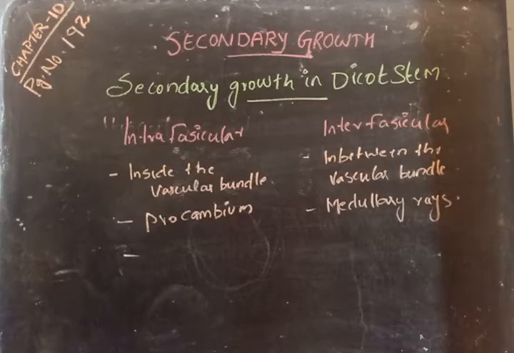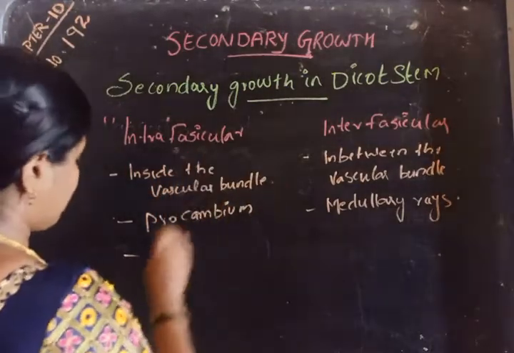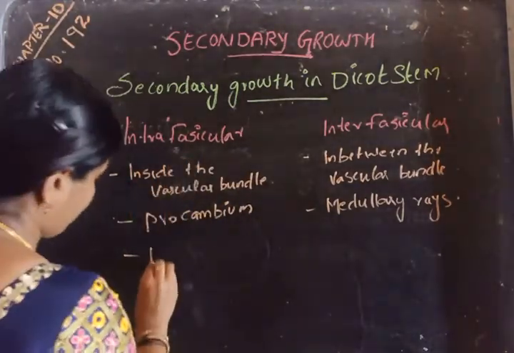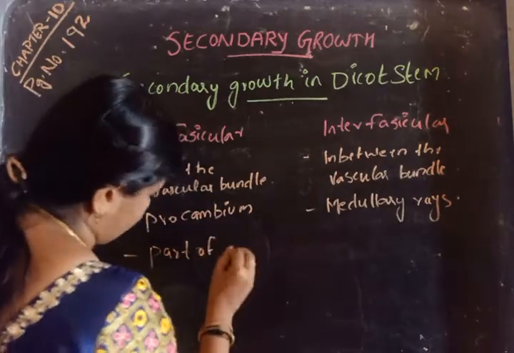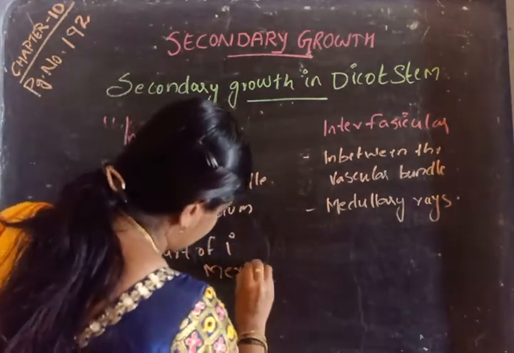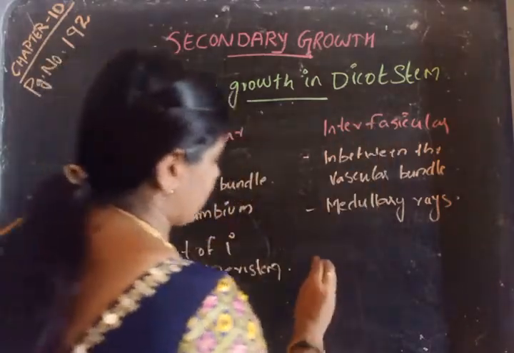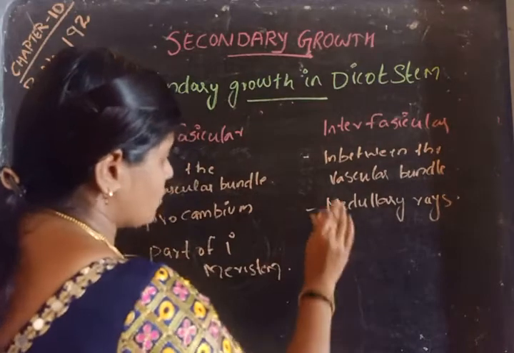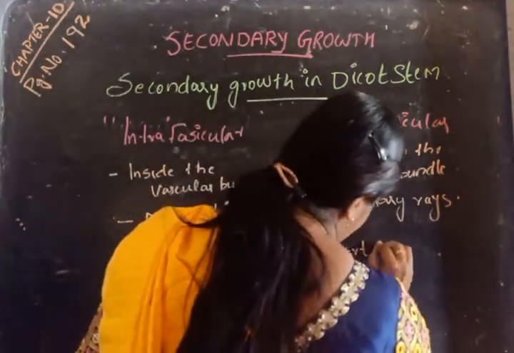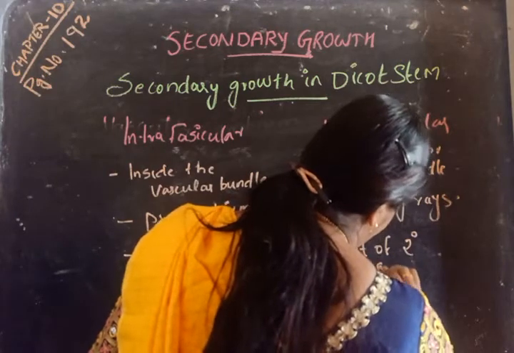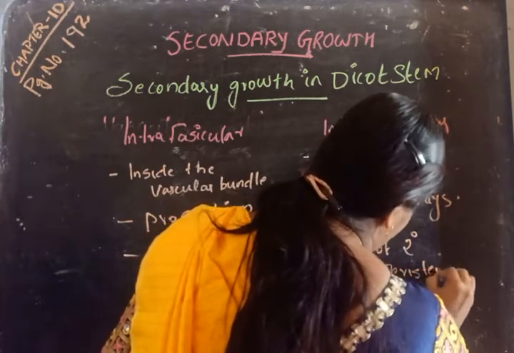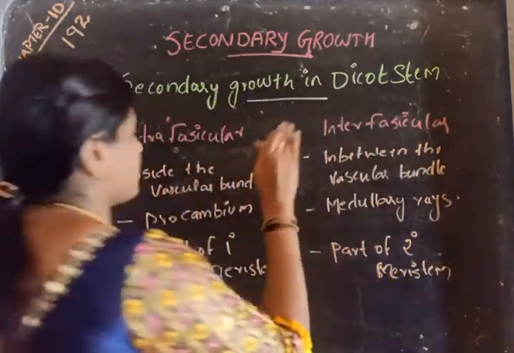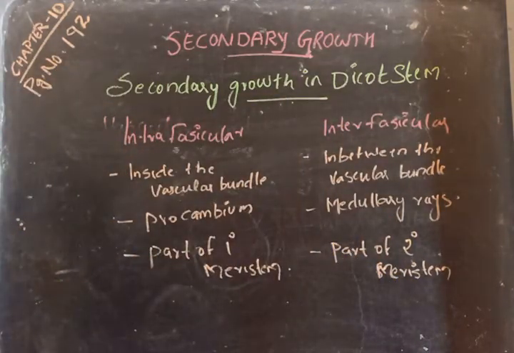Then, intrafascicular cambium initially forms a part of the primary meristem, as we already said in the primary structure, whereas interfascicular cambium, from the beginning itself, is a part of the secondary meristem, since it originates at the time of secondary growth. So these are the differences between intrafascicular and interfascicular cambium.